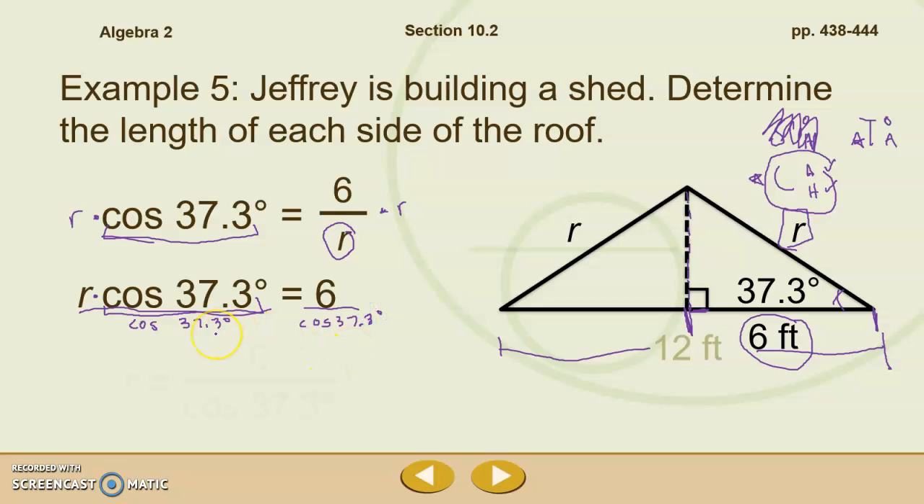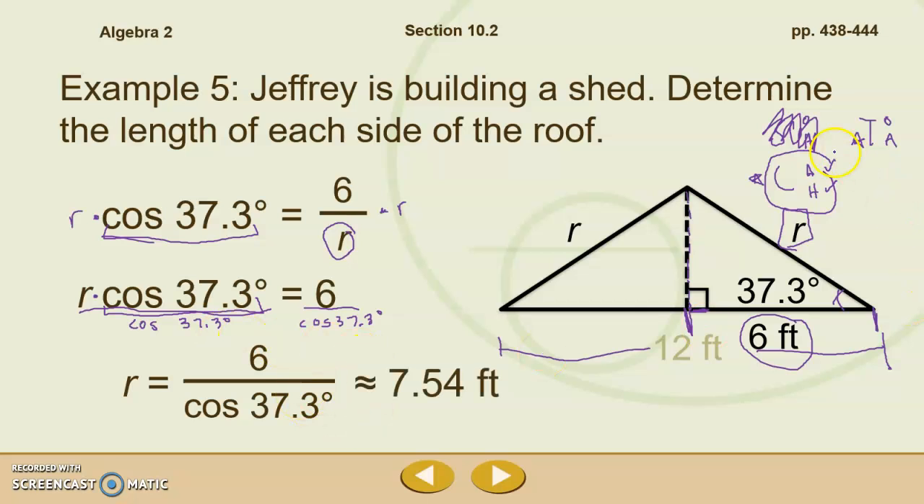I could then plug that into my calculator. 6 divided by cosine of 37.3 degrees, and I find out that the length of my roof is approximately 7.54 feet when I round that to 2 decimal places.